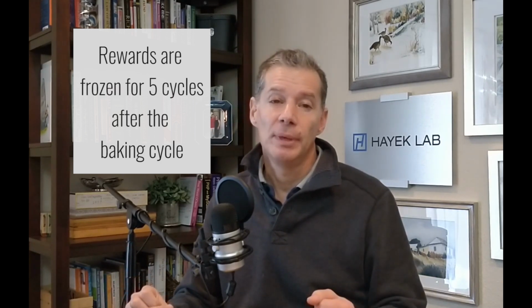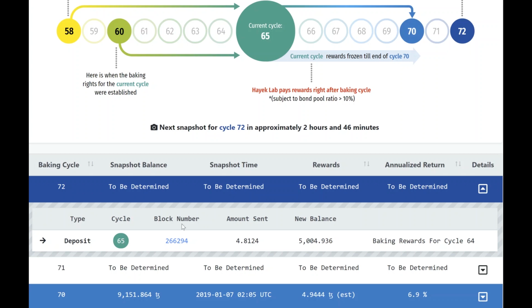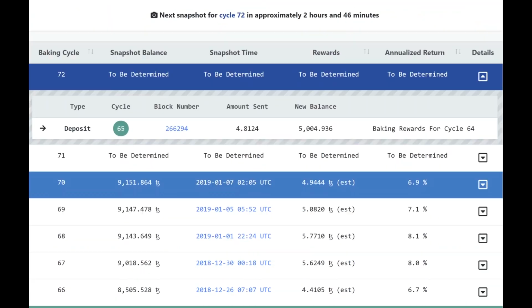Rewards will be frozen by the network for 5 cycles after the baking cycle. Therefore, bakers will typically pay the rewards to their customers once the rewards are unfrozen by the network 5 cycles after the end of the baking cycle. By depositing rewards earlier, Hayek Lab is giving our delegators the opportunity to reinvest their Tez faster and leverage more rewards in incoming cycles. Let's look at another baking cycle, such as cycle 67.